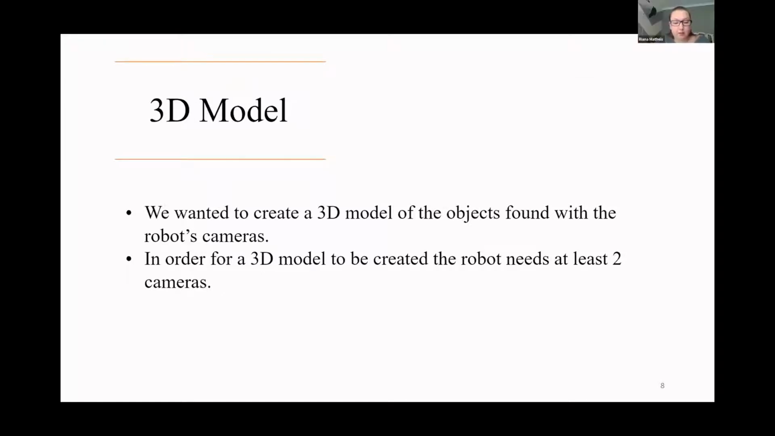Creating a 3D model of the objects the robot comes across would be very helpful in identifying toys and other miscellaneous items left outside to be picked up. A 3D model can only be created if the robot has at least 2 cameras operating at the same time. Next slide, please.